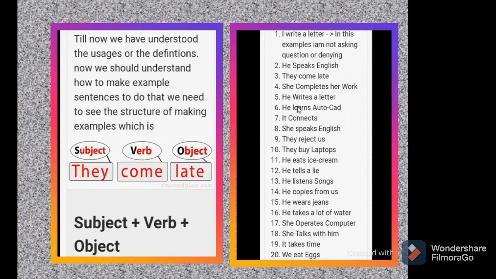Similarly, some 20 examples I have noted here in front of you. Some are habits, some are, you can say, your daily routines, some are other facts, etc. I write a letter. In this example, I am not asking a question or denying. It is a simple sentence. Okay. It is an affirmative, declarative, or assertive sentence. He speaks English. They come late. She completes her work. He writes a letter. He learns AutoCAD, etc. So all these simple sentences are of present indefinite. You can see here there is no command, there is no question, there are no do's and don'ts, etc.